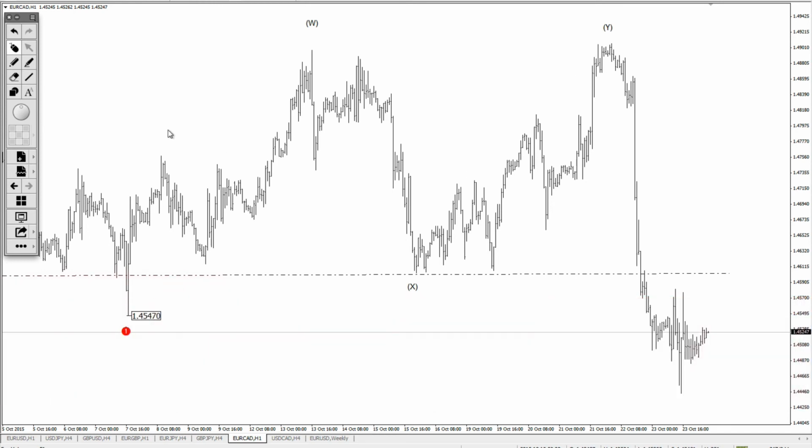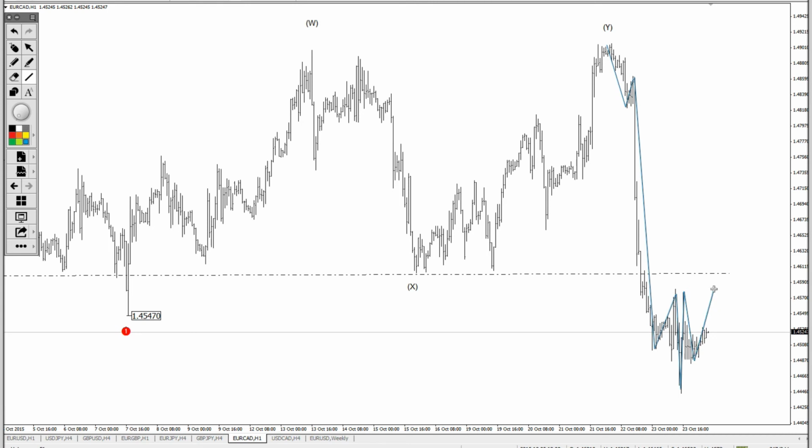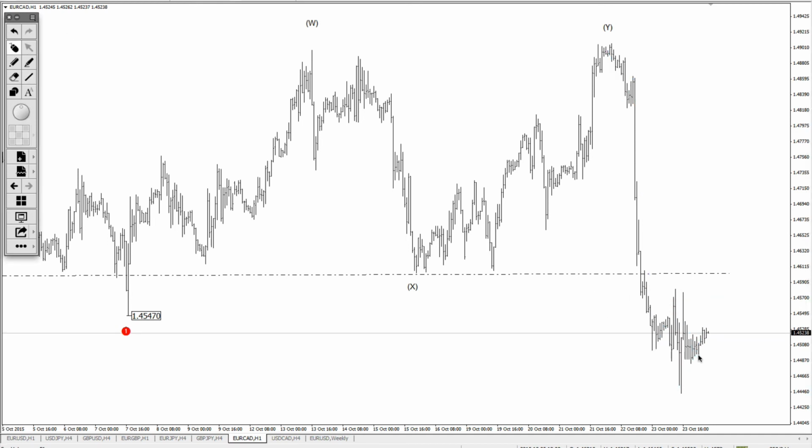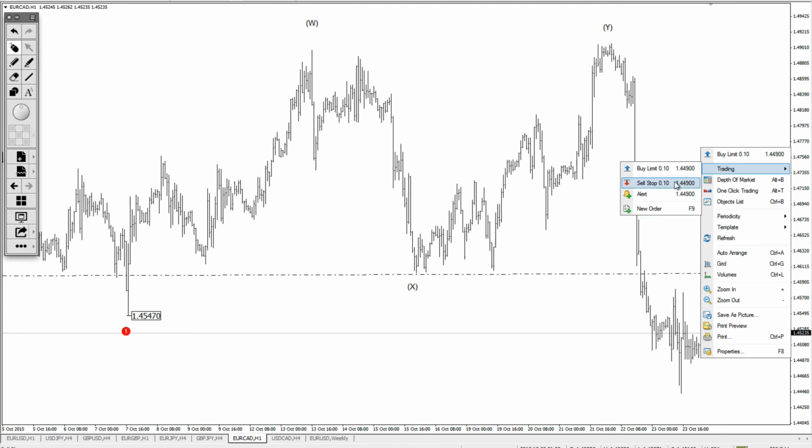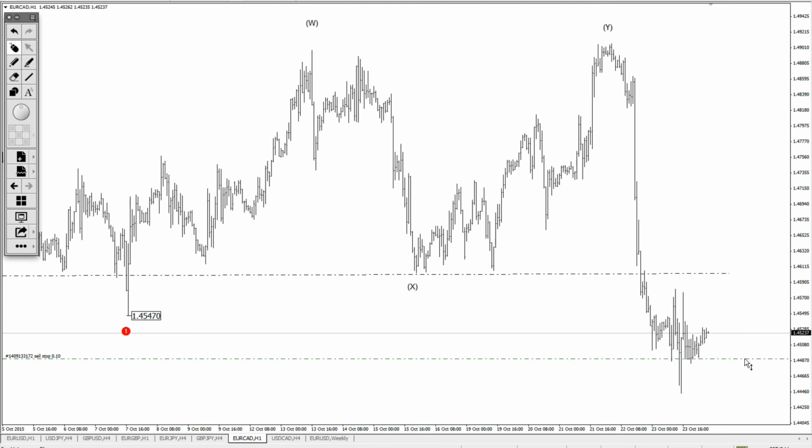Perhaps there is also a 5-wave structure to be seen on this 1 hour time frame. Maybe we can make out a 5-wave structure here, and now perhaps a 3-wave structure like so, and then a continuation to the downside. So a sell stop order, we are going to put it around 144.87, 144.9. This can be adjusted.